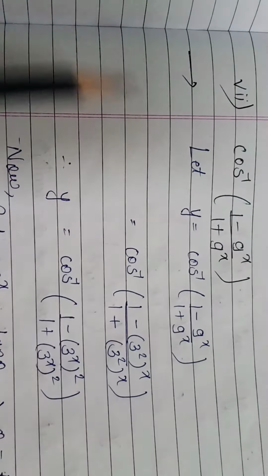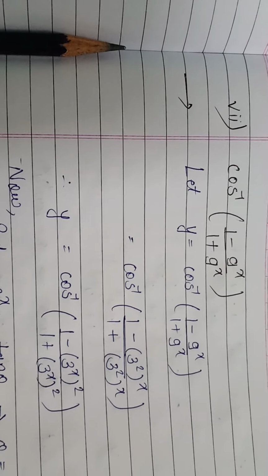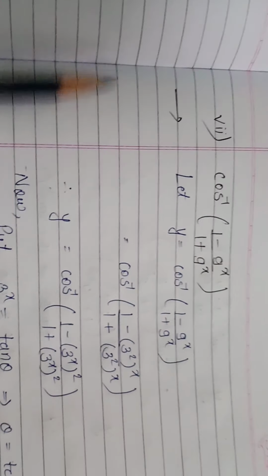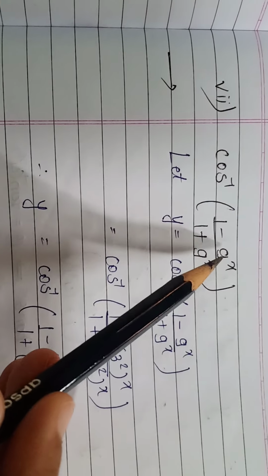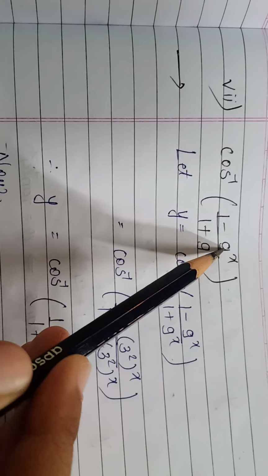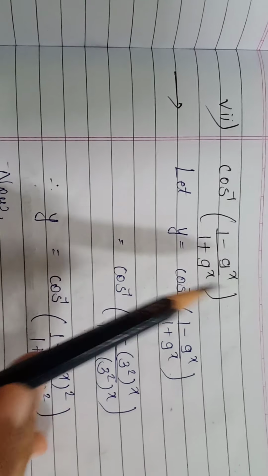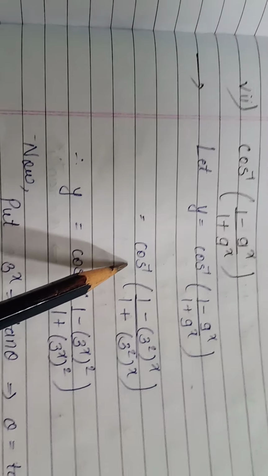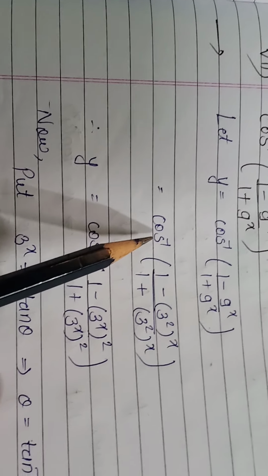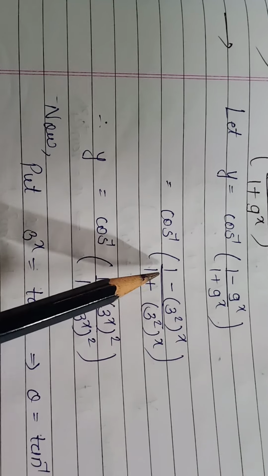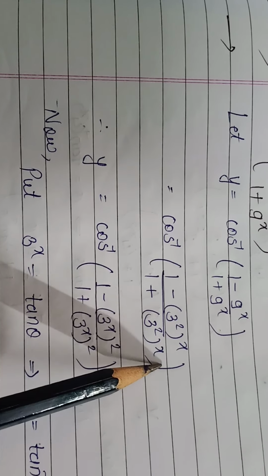So here, can we arrange a square form using that 9 raised to x term? Think about it. 9 can be written in square form, we want, no? So 9 can be written as 3 square. So in the first step we'll write like this: cos inverse of 1 minus 3 square bracket raised to x upon 1 plus 3 square bracket raised to x.